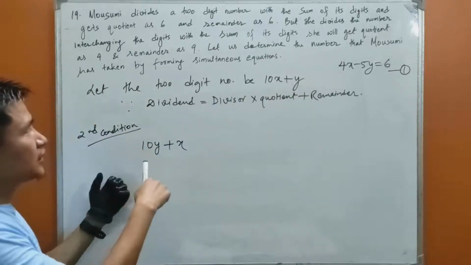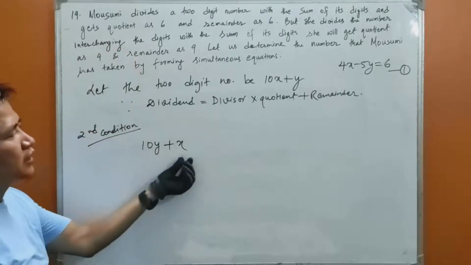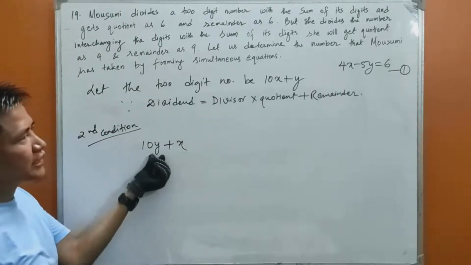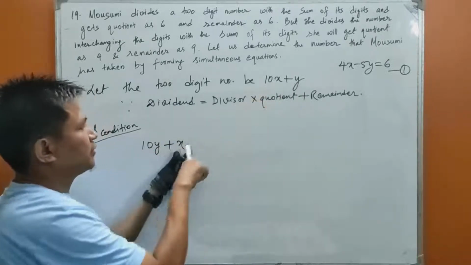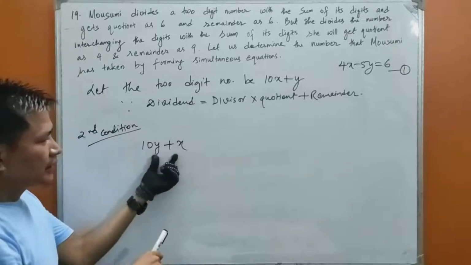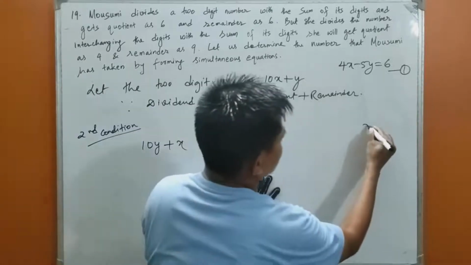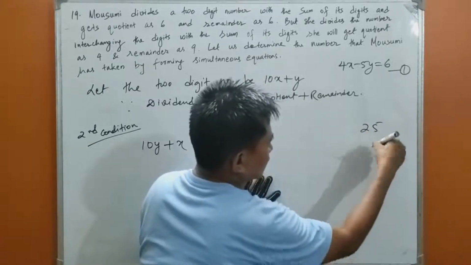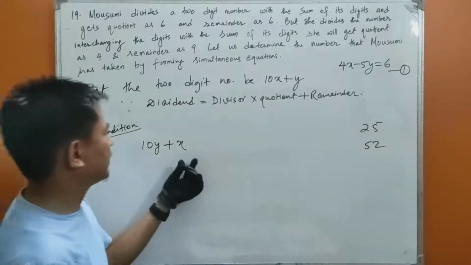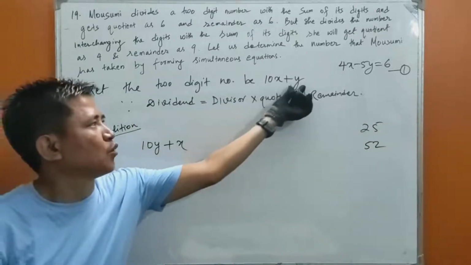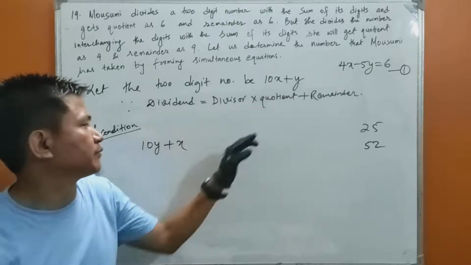But in the second condition, she interchanged the number. Interchanging means she brought the unit place number to the tens place. So y is brought to the tens place and x is taken to the unit place. For example, she interchanged the digits of the number 25. When the digits are interchanged, this becomes 52, isn't it? Similarly, y is in the tens place and x in the unit place.